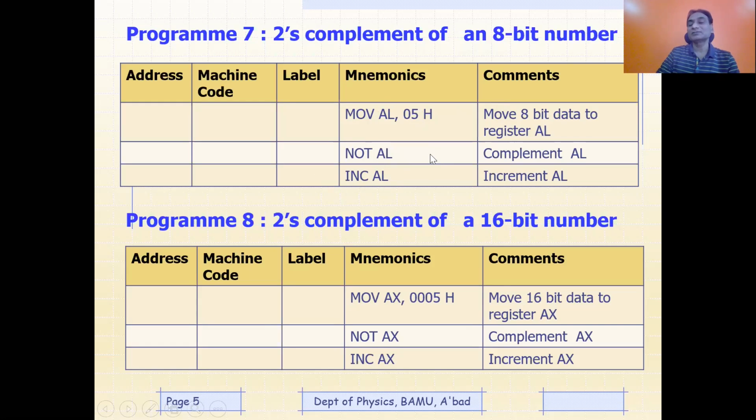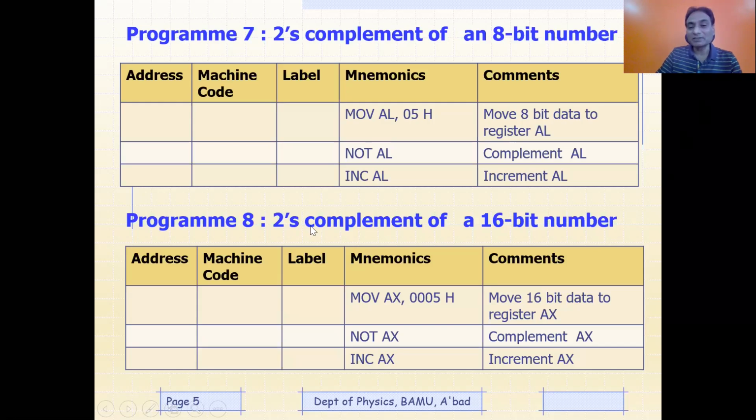So this is what the 2's complement means. 1's complement plus 1 gives you 2's complement. So only 3 instructions are required to write a program to get 2's complement of a given number. Now, the next program is 2's complement of a 16-bit number.